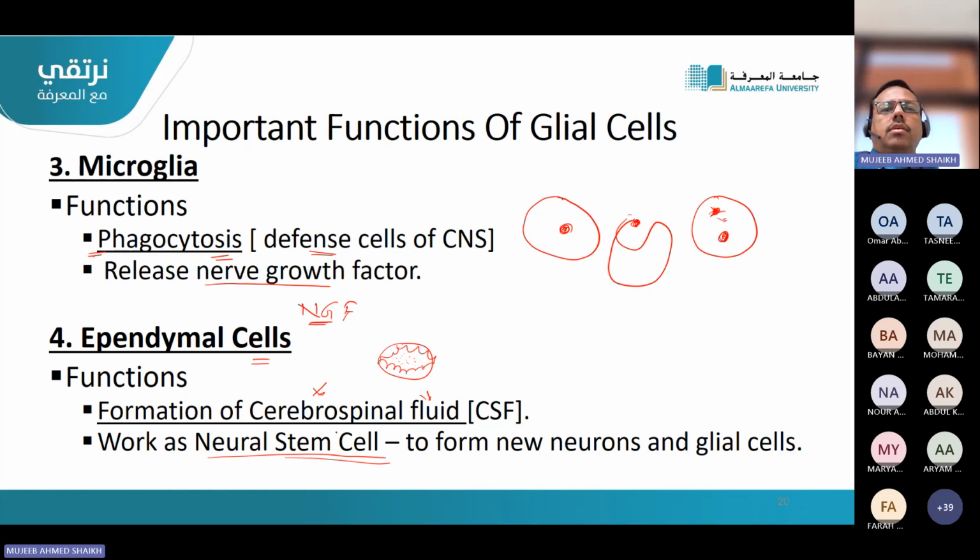Stem cell means what? The origin of cells. Yes, the original cells which can transform into different types of cells. The initial cell which can transform into different types of cells, we call it a stem cell. So this is for forming the new neurons and glial cells. Forming new neurons and glial cells is the function of the ependymal cell.